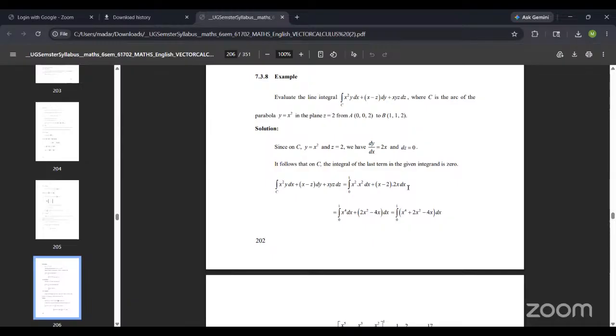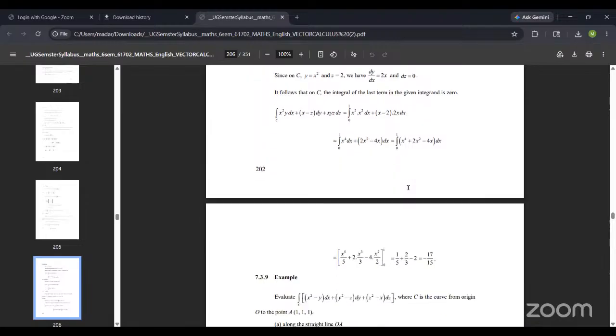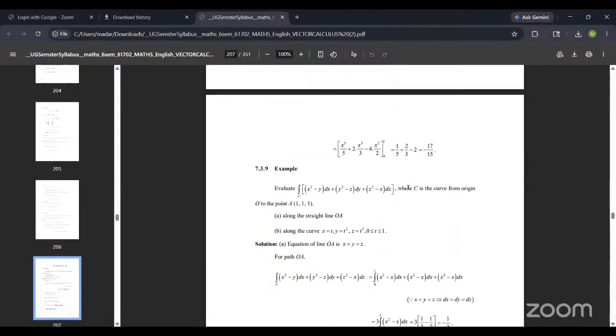So that becomes the integral from 0 to 1 of x power of 4 into dx plus 2x square minus 4x into dx. Now do the integration: x power of 4 plus 2x square minus 4x into dx. So we are getting x power of 5 by 5 plus 2 into x cube by 3 minus 4 into x square by 2. Then applying the limits 0 to 1, we get the numerical value minus 17 by 50.